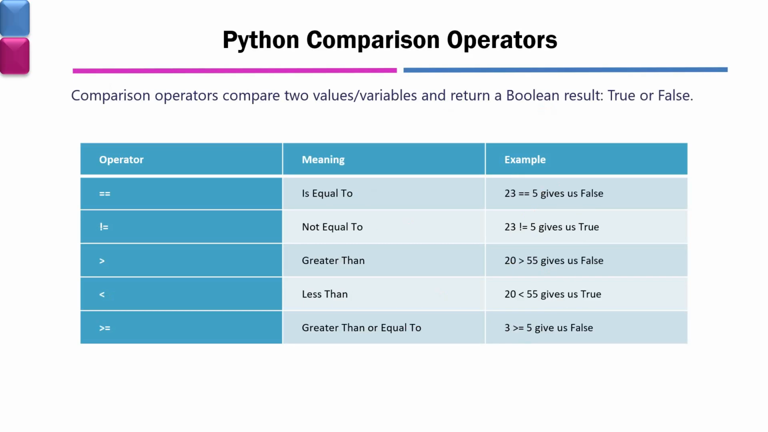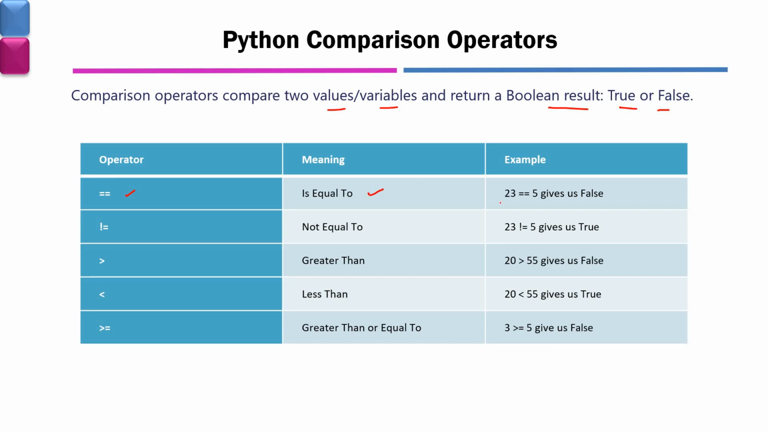Okay. Now next comes Python comparison operators. What are Python comparison operators? They compare two values and return a Boolean result, true or false. That means it evaluates the comparison expression and returns the result as true or false. Like whenever I am writing double equal to, what does this mean? This means it is equal to.